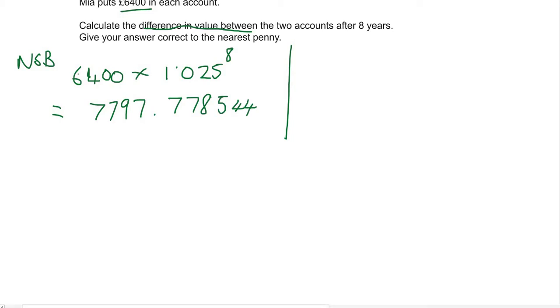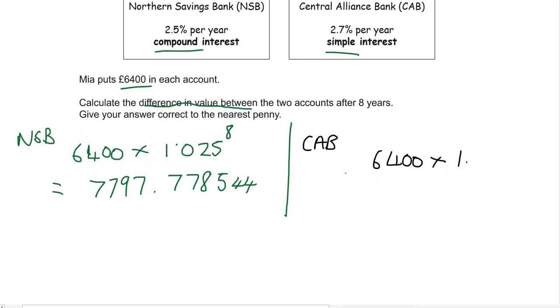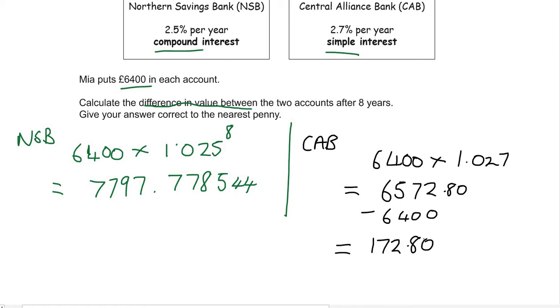Right, so that's the compound account. For the simple interest account, we need to work out the interest for 1 year and then times it by 8. So the interest rate is 2.7, which as a decimal is 1.027. So let's work that out on the calculator. That gives us £6,572.80. We're going to take away our original 6,400, and this gives us our 1 year interest of £172.80.